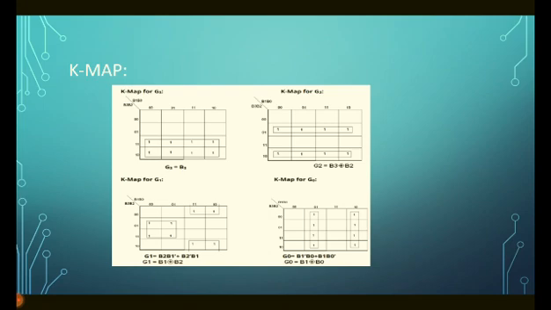So using the truth table, I have given the K-map for the output, that is the gray code. So I have grouped only the even number of ones, and I have given the equation for the 4 outputs.